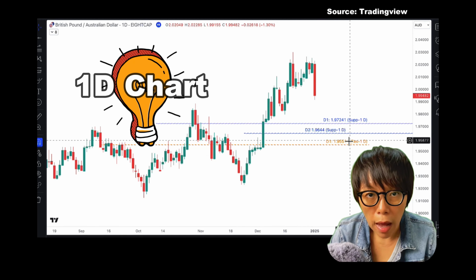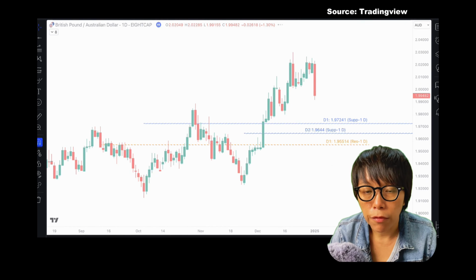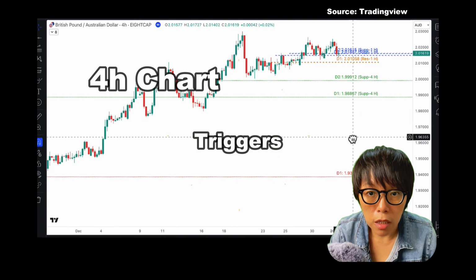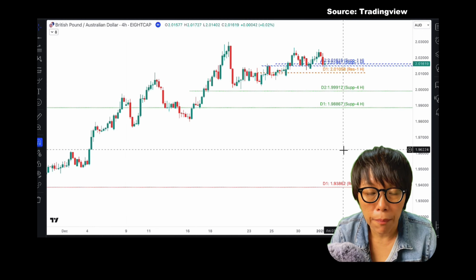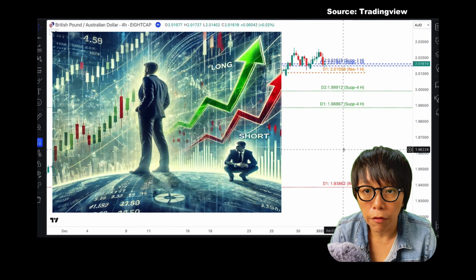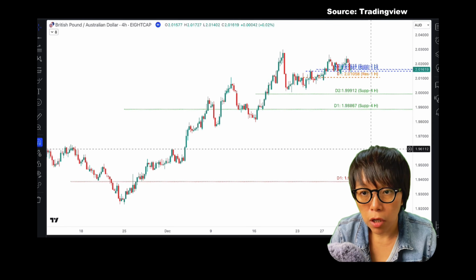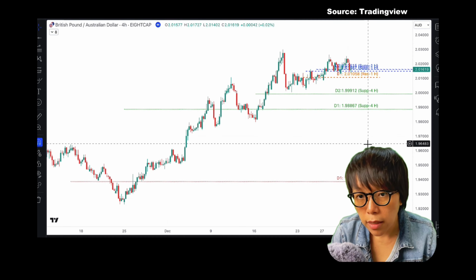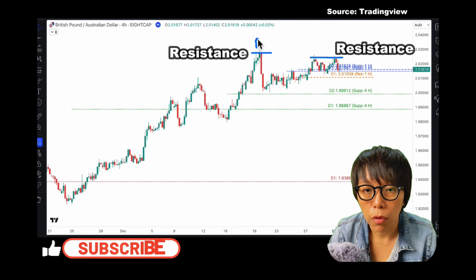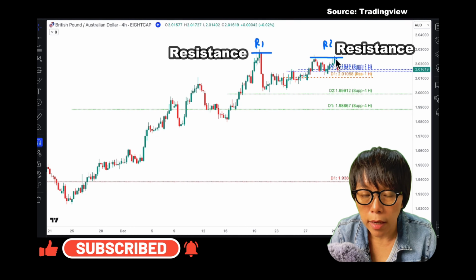Now with this, we have an idea from the day chart. I'll move to the 4 hour, because 4 hour is usually where I start to look at triggers, because that's where I form a point to go short or to go long. Now if you take a look at my charts here, I like to color code. Because I noted that there's a resistance level here, this would be R1, the first resistance, and this would be R2 because it has tested twice.